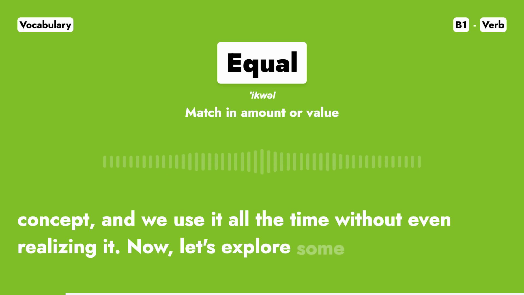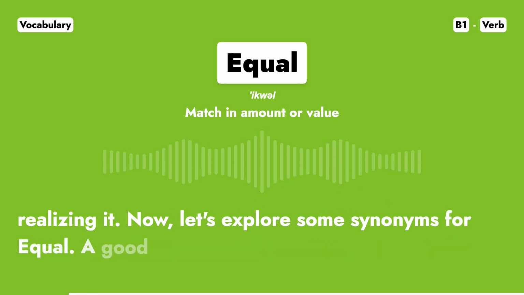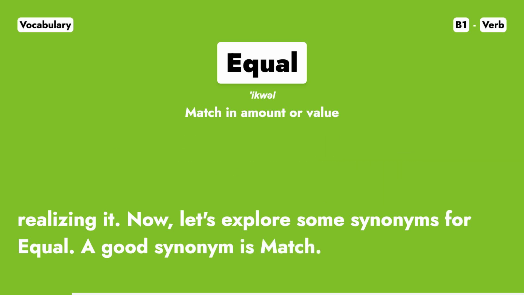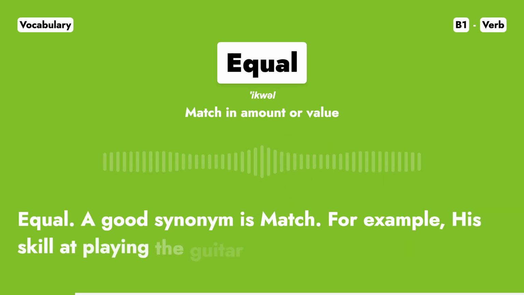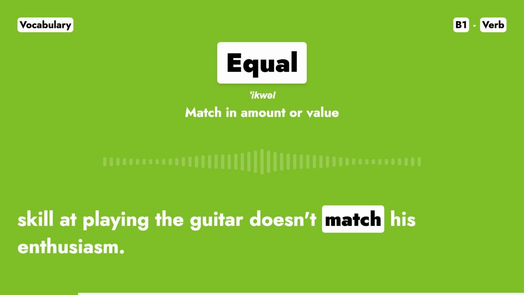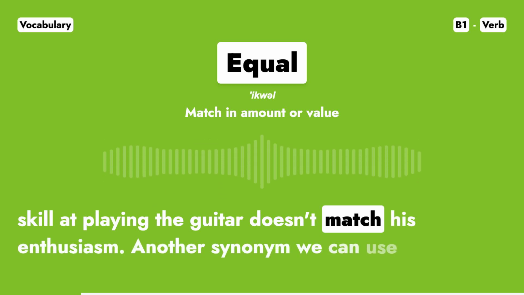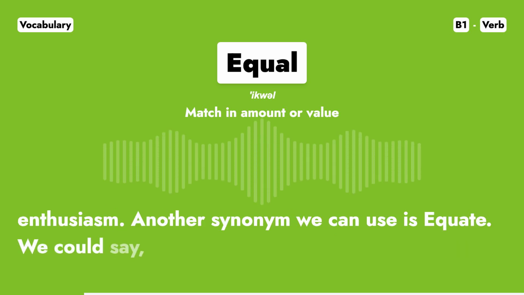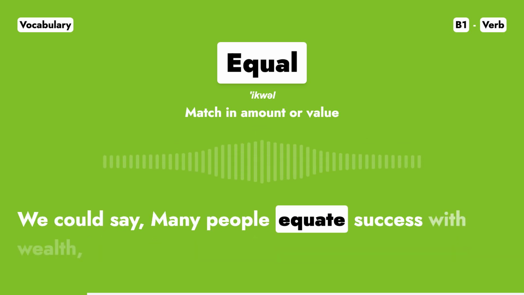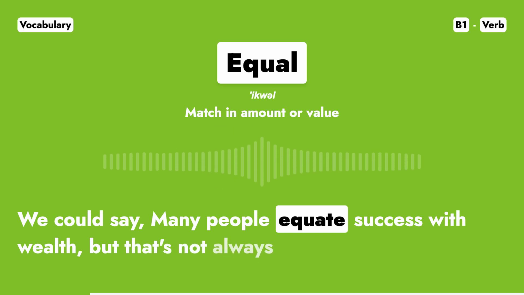Now, let's explore some synonyms for equal. A good synonym is match. For example, his skill at playing the guitar doesn't match his enthusiasm. Another synonym we can use is equate. We could say, many people equate success with wealth, but that's not always true.